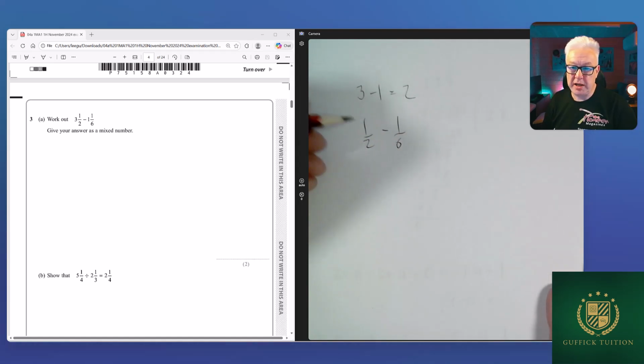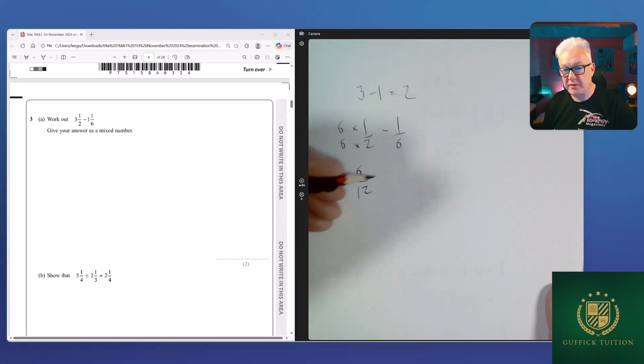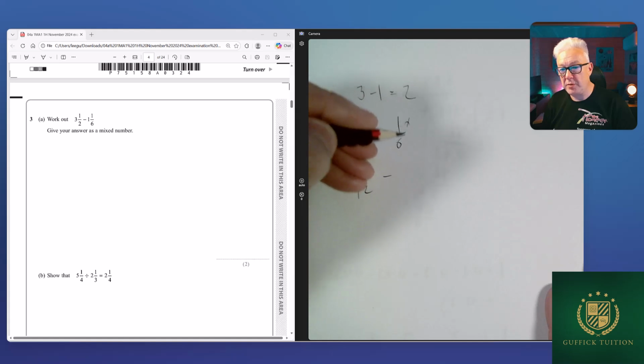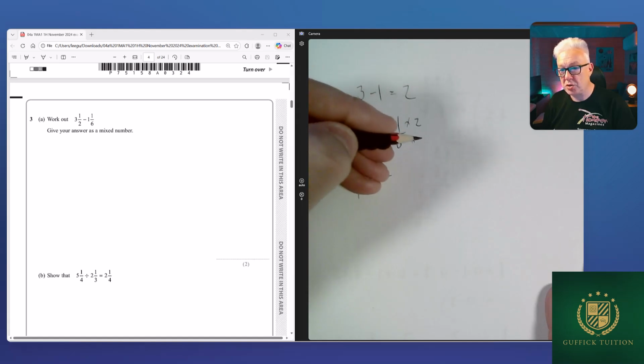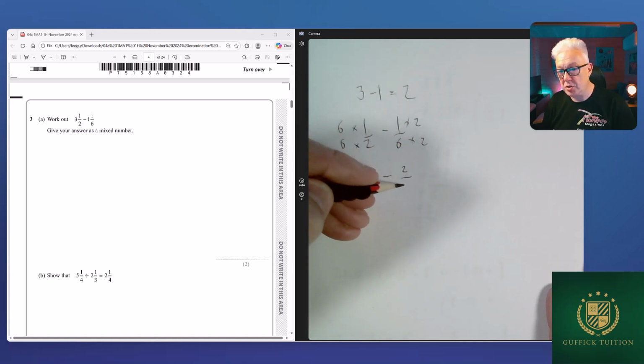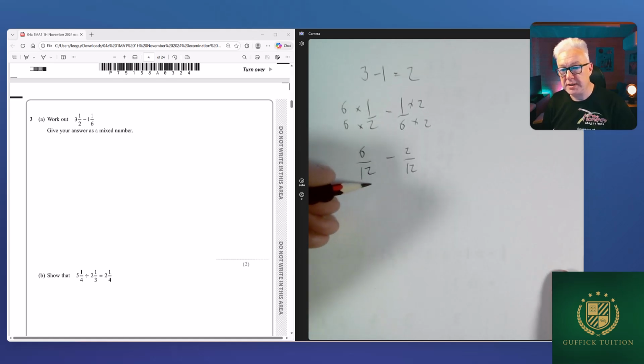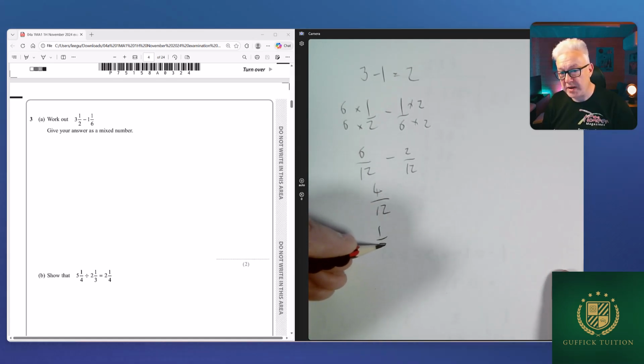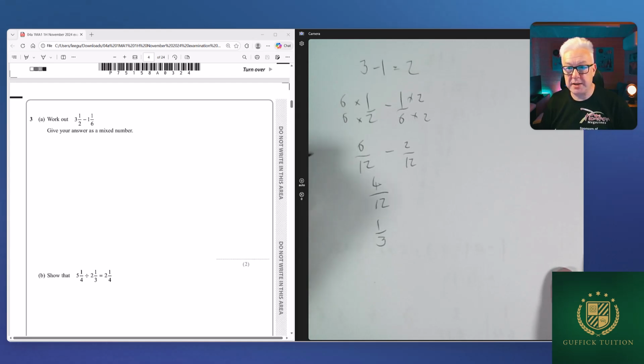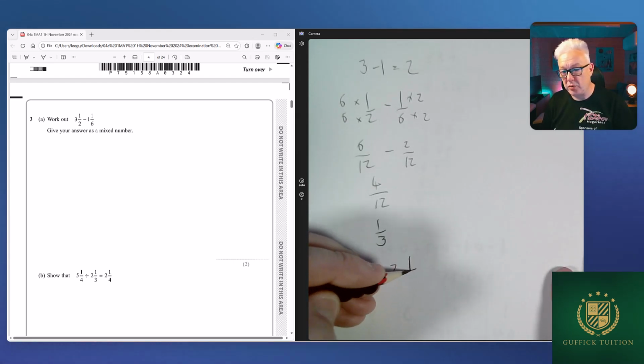Now what I'm going to do here is get a common denominator. Times the numerator and denominator of the half by 6. So that is the same as 6/12. And times the numerator and denominator of this one by 2. So that's the same as 2/12. So when you take it away, this is the same as 4/12, which is the same as 1/3. So the answer is 2 1/3.